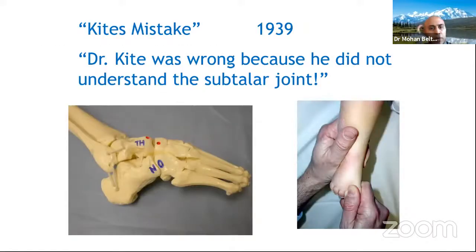So Hiram Kite's mistake, I just want to point this out, was placing the hand over the calcaneus, where it says no on the left, on the bone model, and preventing the calcaneopedal block to move underneath the talus. And it took almost 50 years for the orthopedic finger to move from the no position to the TH position.